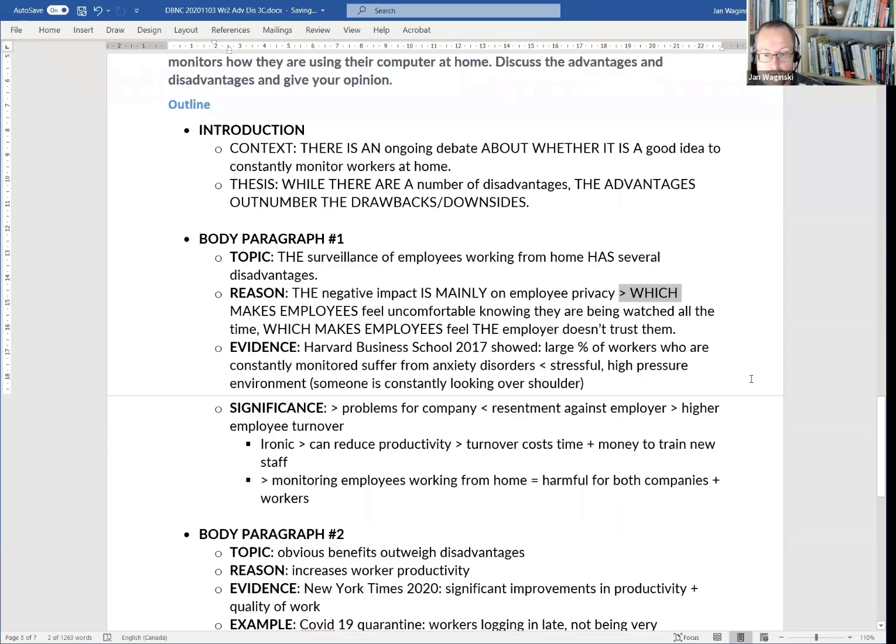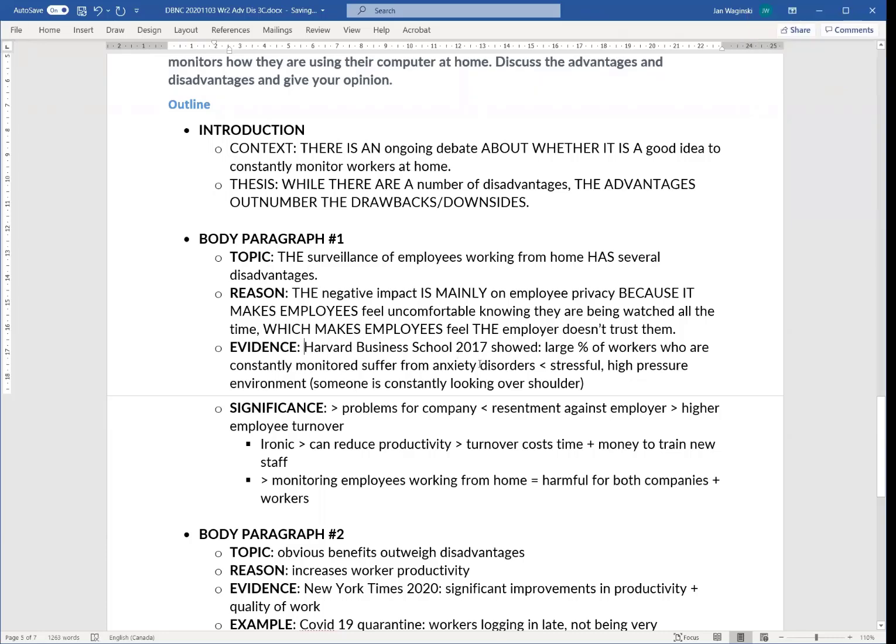The negative impact. Sorry, go ahead. Is that leading employees to feel uncomfortable, maybe? Oh, because that's the connection. I see. Because it makes employees feel uncomfortable, knowing they are being watched all the time, which makes employees feel the employer doesn't trust them. Okay.